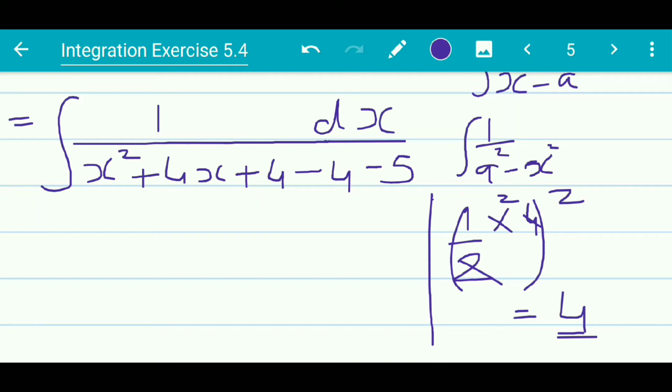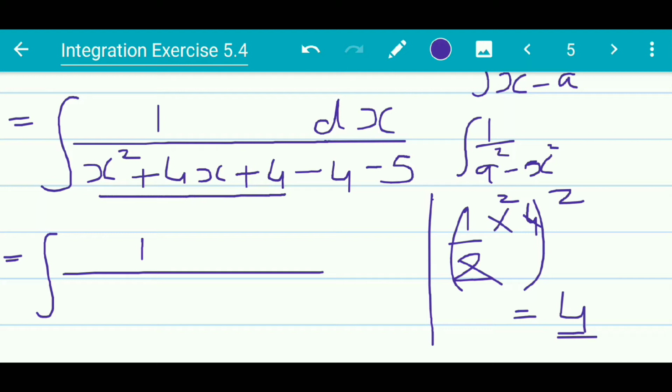Now going further, what we do is 1 upon, now these three terms form a quadratic equation which is a perfect square. Now how do we factorize this further? We take the square root of the first term. So the square root of x square is x.